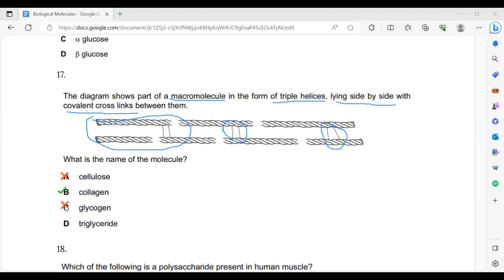It's also not triglyceride because they do not form triple helixes and they do not lie side by side like this. So collagen is your answer, and for this, again, you have to remember the characteristics of all the macromolecules that are present. Biology is a very content-heavy subject. You can use your skills like eliminating or making an educated guess, but knowledge is also equally important. You need to understand the concept of the topics that you're studying.